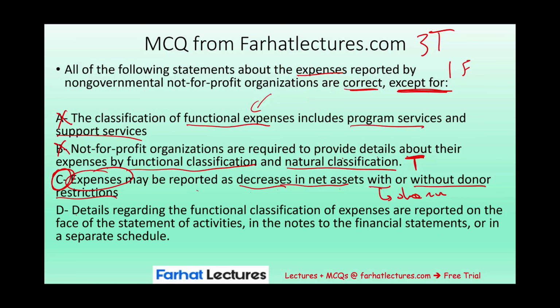Details regarding the functional classification are reported on the face of the statement of activities, yes, in the notes, or in a separate schedule. Yes, you can report them in any of these places. That's fine too. It's a correct statement. D is out as we expected. C is the correct answer. There are no expenses reported under the column with donor restriction when it comes to the statement of activities.